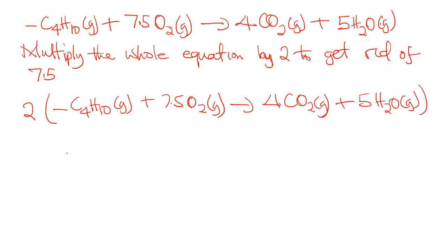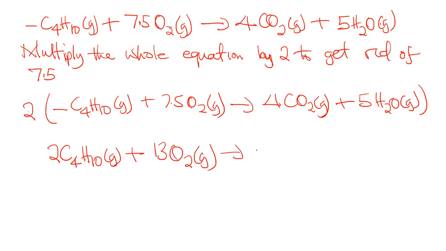So when you multiply the whole equation, eventually we are going to have 2 C4H10 gas. 7.5 times 2 is equal to 15, so 15 O2 gas. 2 times 4 will give us 8 CO2 gas. 2 times 5 will give us 10 H2O gas. So this equation is balanced.